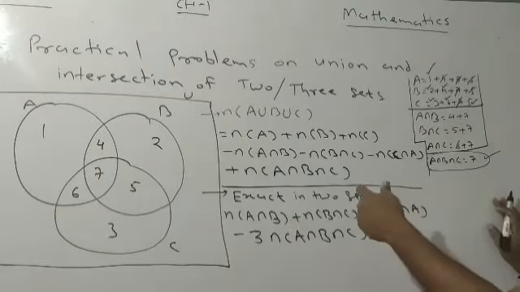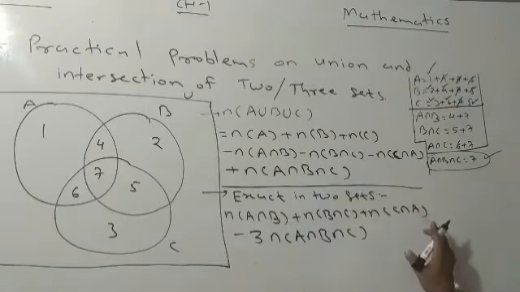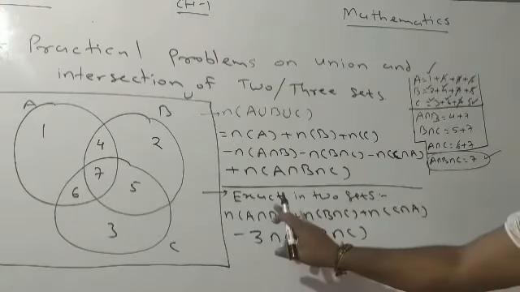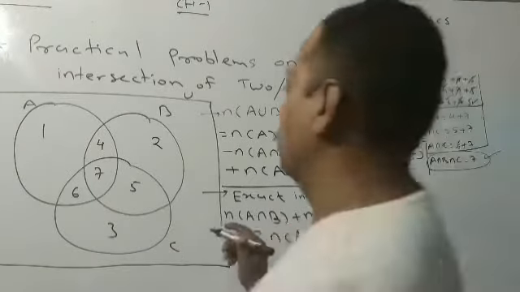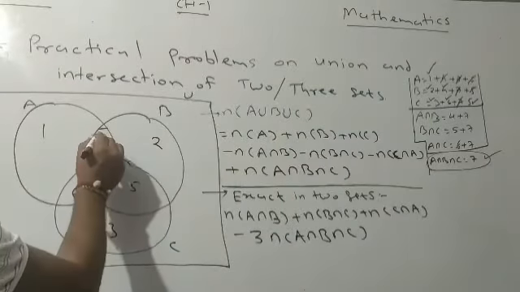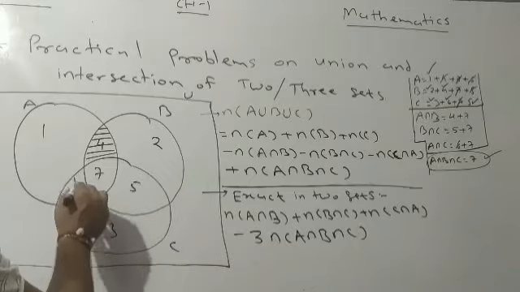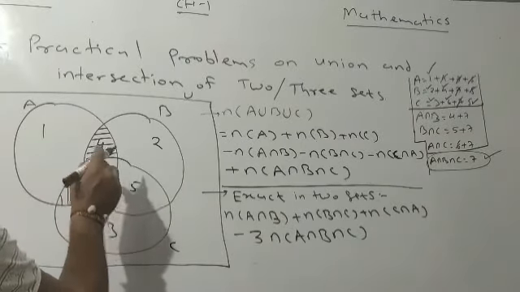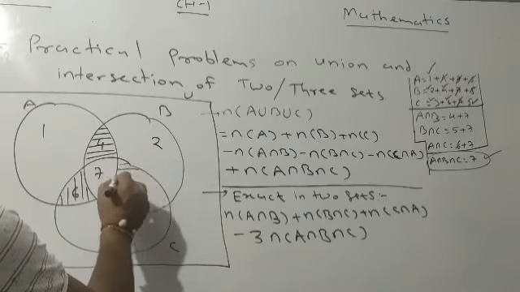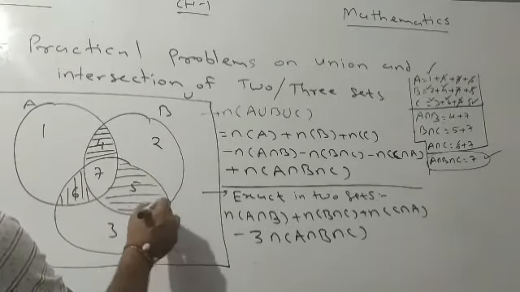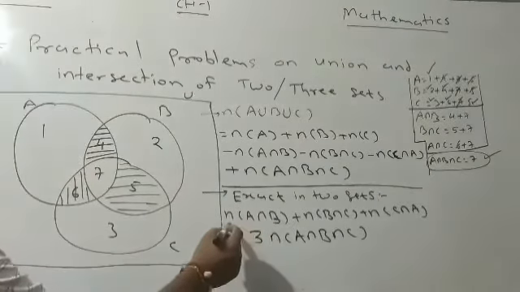Now we will study the next formula, that is exactly in 2 sets. Now observe this. When we are talking about exactly 2 sets, only this portion is considered, because this 7 belongs to all 3. So we have to consider only 3, 4, 5 and 6.